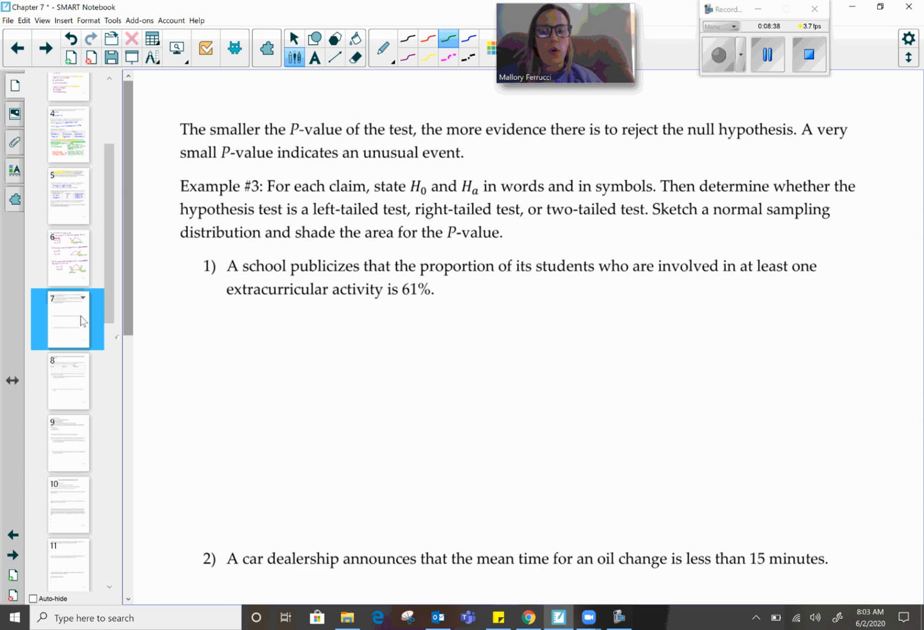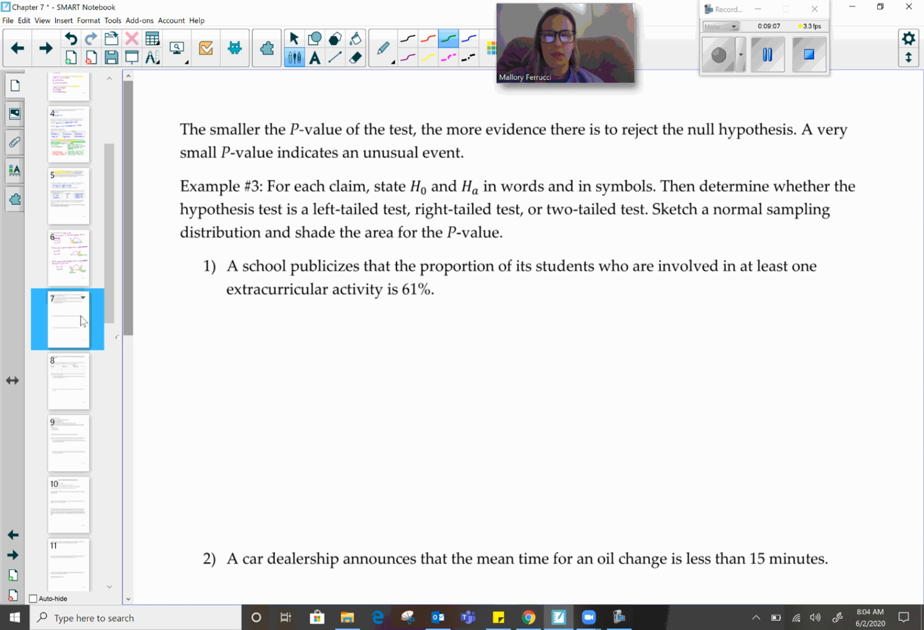Just to note, the smaller the p-value of the test, the more evidence there is to reject the null hypothesis. If the p-value is really small, it's the probability that it will happen. If it's only like 2% that it'll happen, that's very unusual, so there's even more reason to believe that you could reject the null hypothesis.